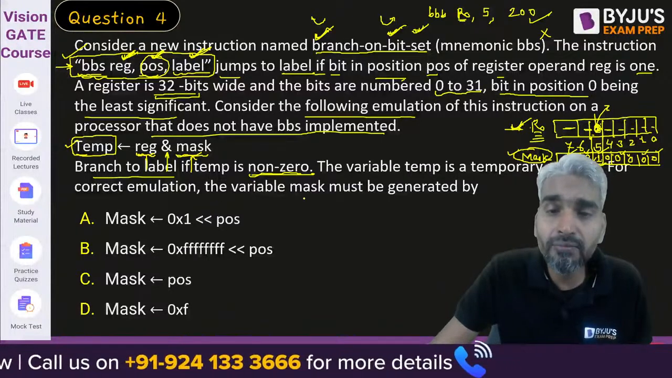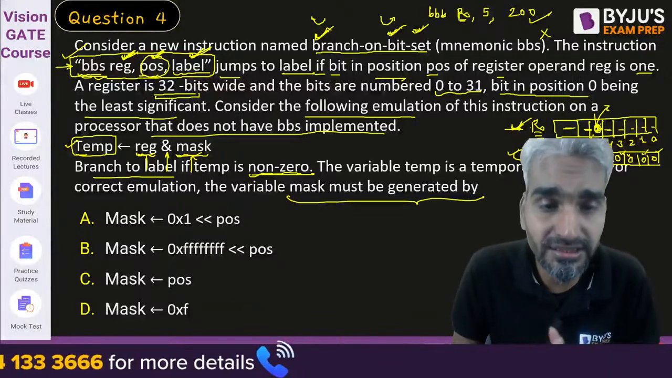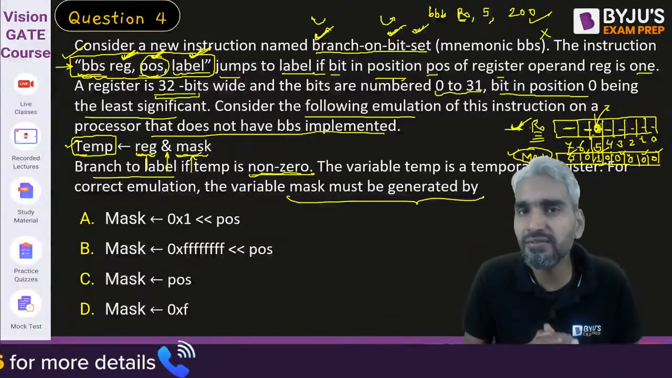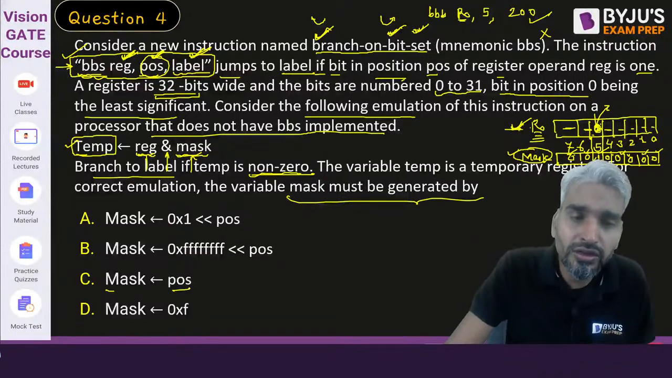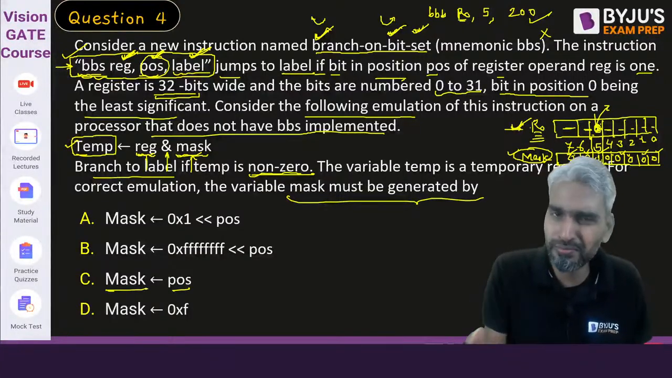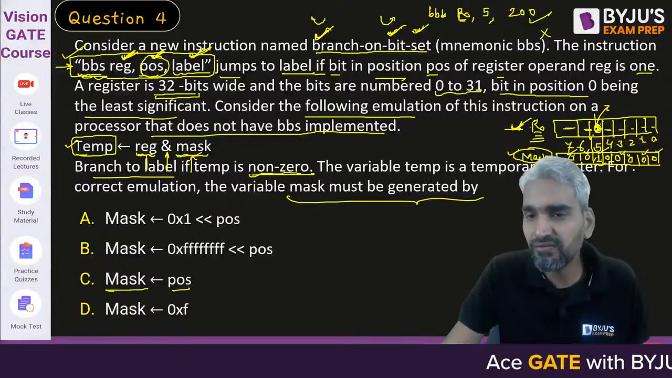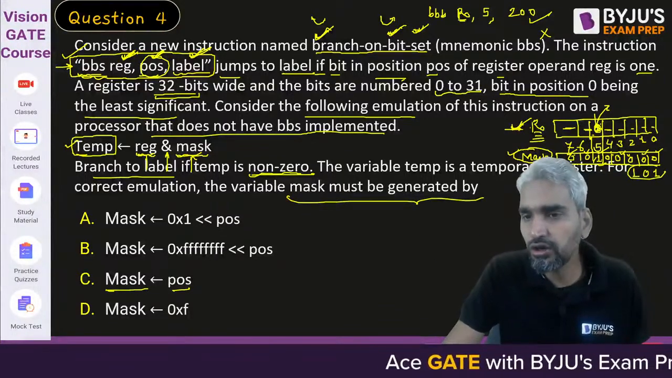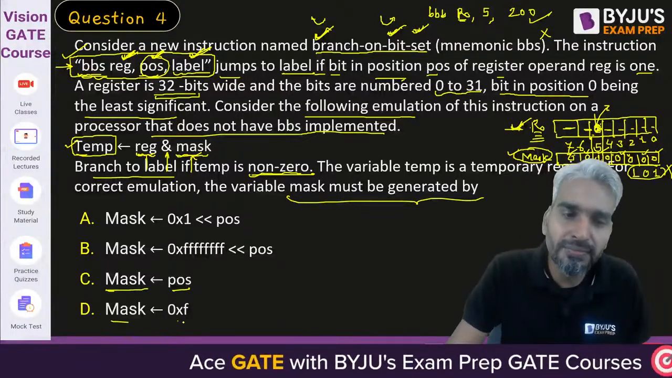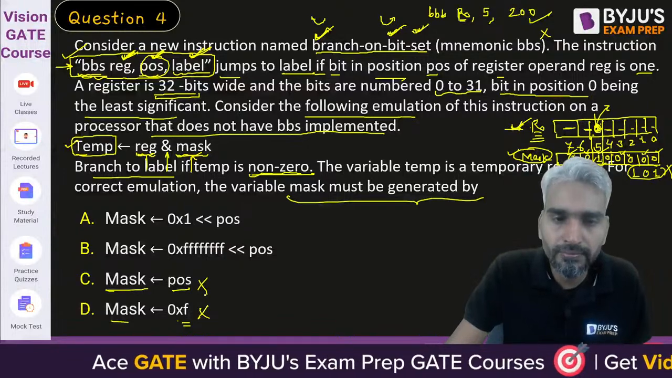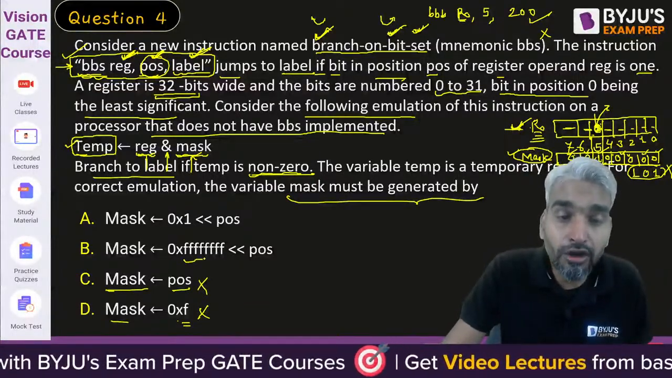Now, how must the variable mask be generated? Please try to understand. If we simply put this value pos in the mask, is it going to make any difference? No. If I store 5 in the mask, then 5 is nothing but 101. This is wrong. If I make all the bits of this mask 1, then also it will be wrong.